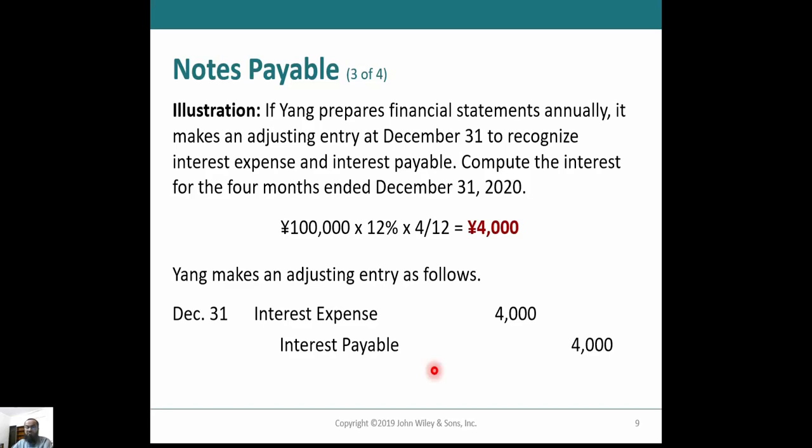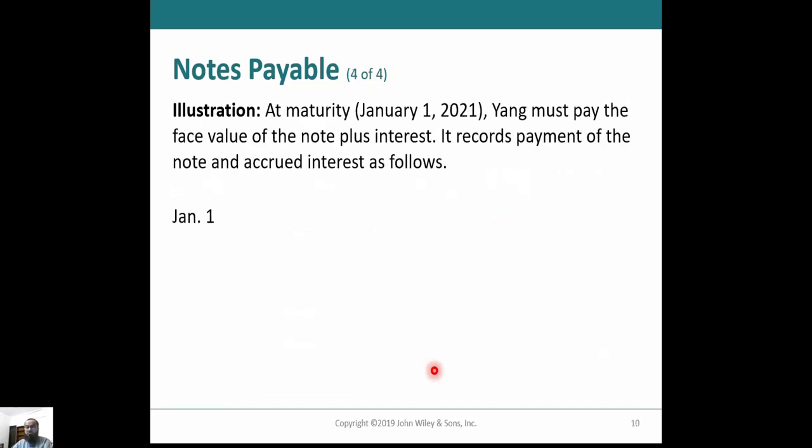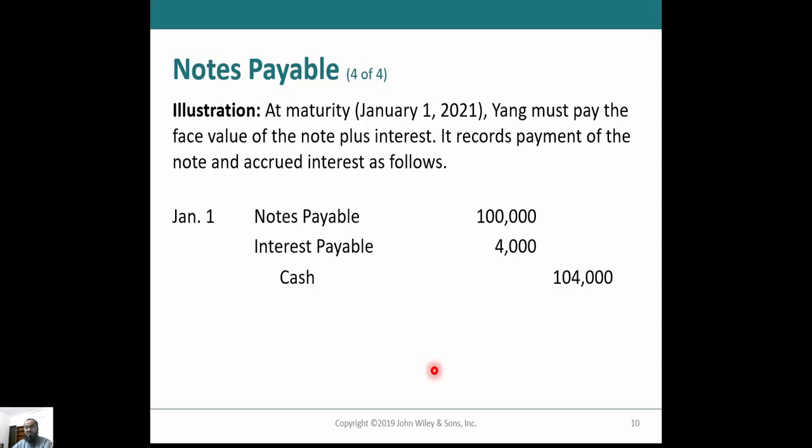Okay, so now on 1st January, we will repay the loan. When we repay the notes, notes payable will be debited because the liability is no longer there, so it has to be wiped off from the books. Interest payable is also being paid, so that's also a liability, on the credit side. So we debit it and we credit cash by 104,000.